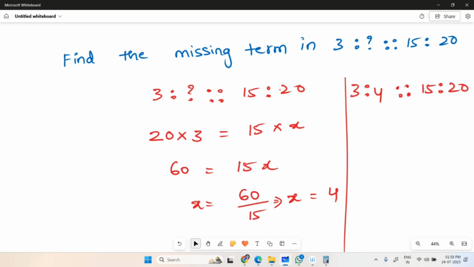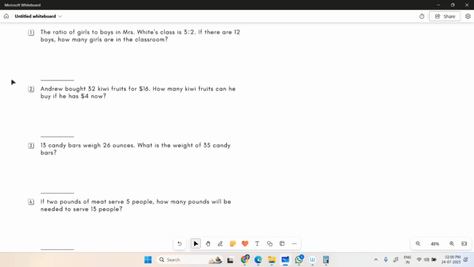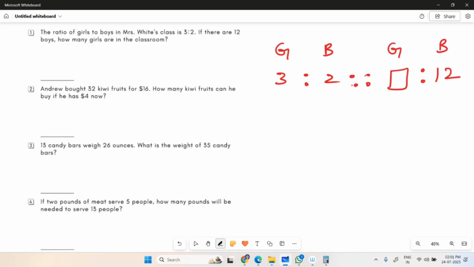Now let's solve some word problems on ratio and proportion. The first question: the ratio of girls to boys in Mrs. White's class is 3 is to 2. If there are 12 boys, how many girls are there in the classroom? The ratio of girls to boys is 3 is to 2. So if there are 12 boys, we do not know how many girls there are. So 3 is to 2 as something is to 12. We have to find out how many girls are there in the classroom.